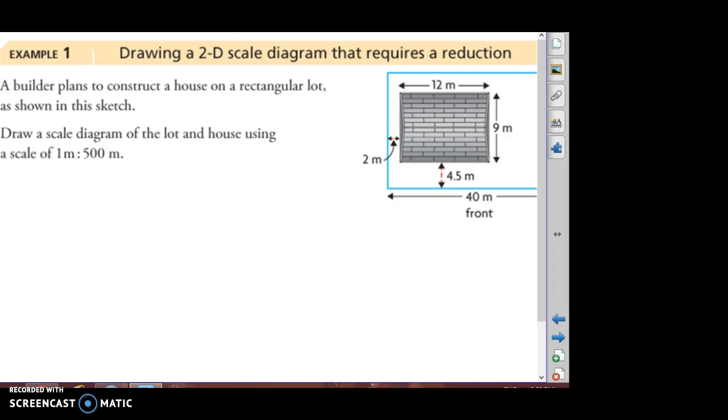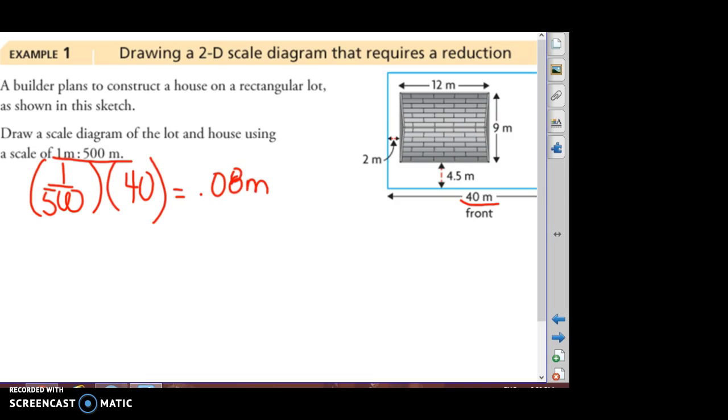What this is saying is our scale diagram is going to be 1/500 of the actual size. So if we do each of our pieces, our first measurement is 40 meters. So we go 40 times 1/500, so you go 40 times 1 divided by 500, and you get 0.08 meters. And you need to do this for each of the sides of the house.